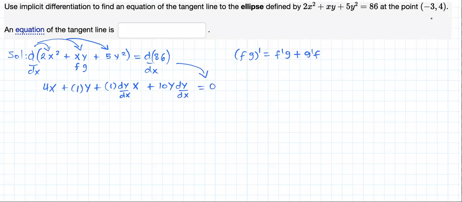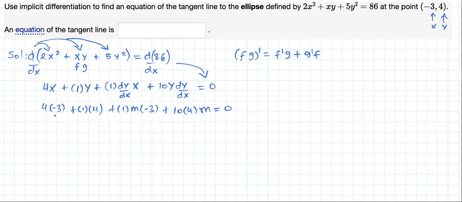Now, remember, we are looking at the equation of the tangent line at this particular point. So let's take full advantage of it. We can just replace x with -3 and y with 4, right? Good. And this dy dx is the slope of the tangent line. I'm going to represent it with the letter m. X is -3, y is 4, dy dx m, all equal to 0.